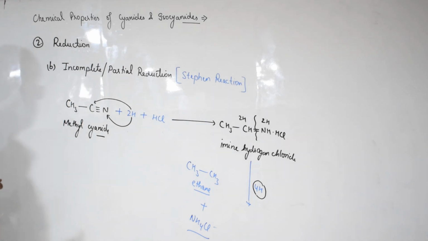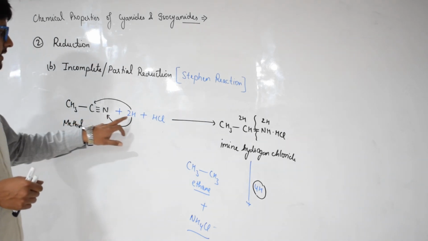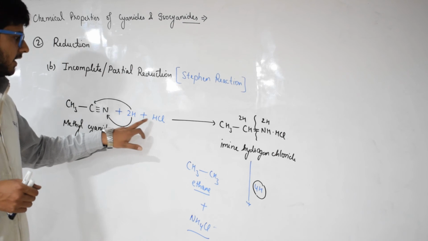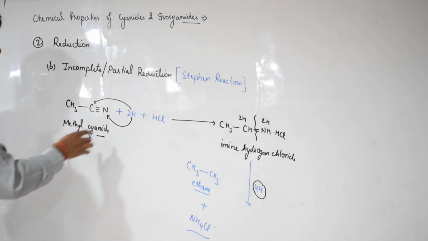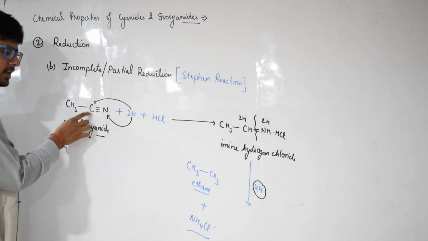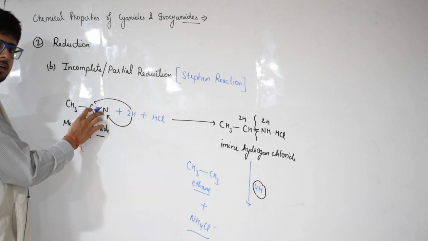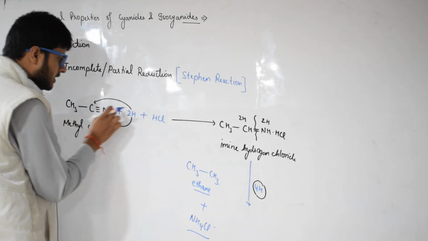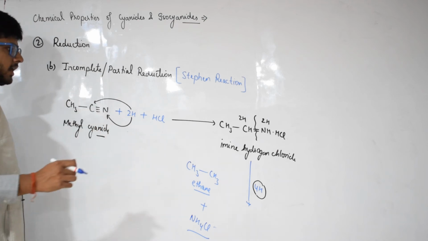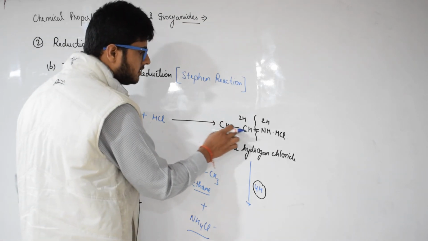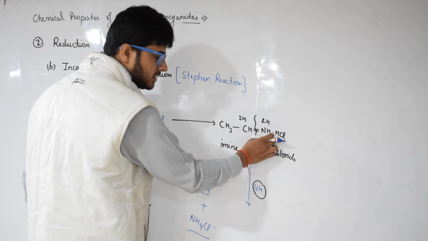So, we have taken the example of methyl cyanide. When methyl cyanide is treated with hydrogen and HCl, what happens? Of these 2 hydrogen atoms, one is attached to this carbon atom and the other is attached to this nitrogen atom, and this HCl is attached to this nitrogen atom. It forms CH3CH double bond NH dot HCl.